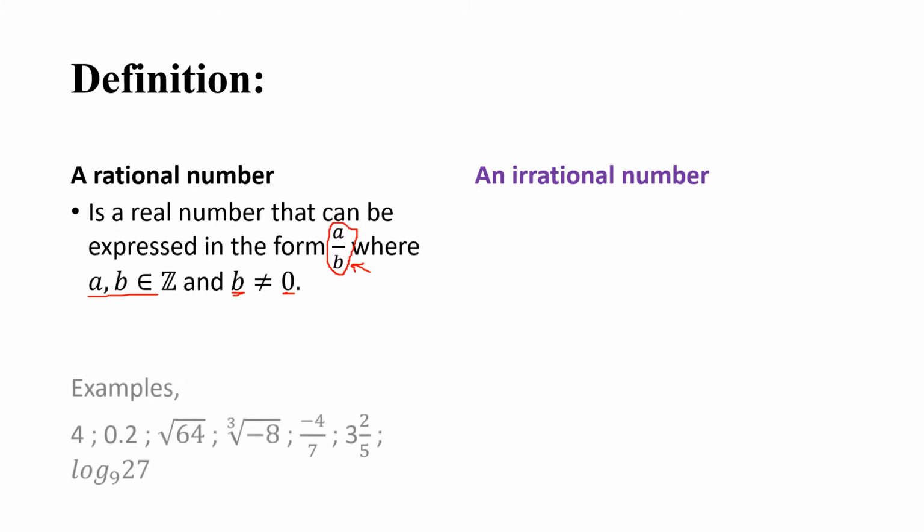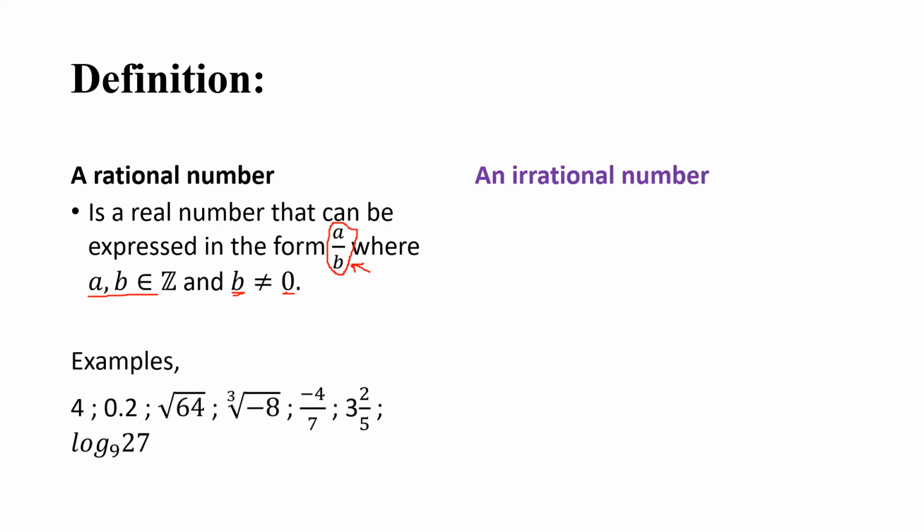For example, 4 is a rational number because we can express 4 as 4 over 1, where both 4 and 1 are integers. So we can just say in short, any integer is a rational number because we can express any integer as itself over 1. So any integer is a rational number.